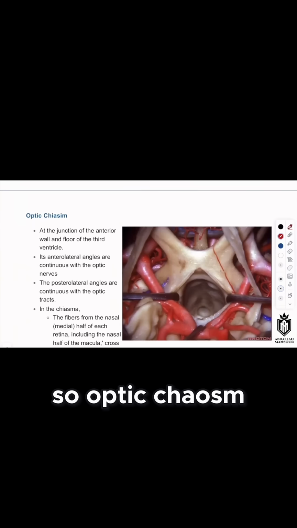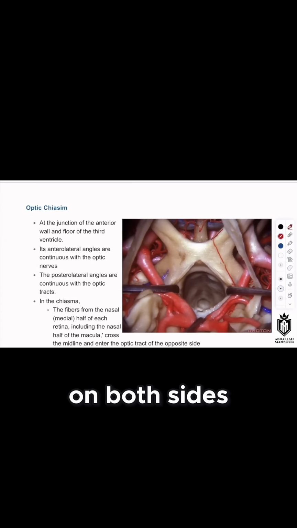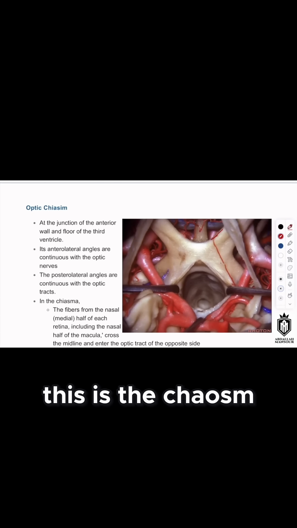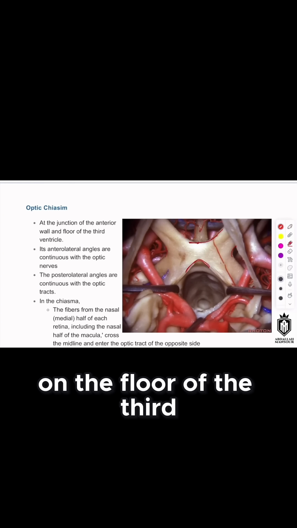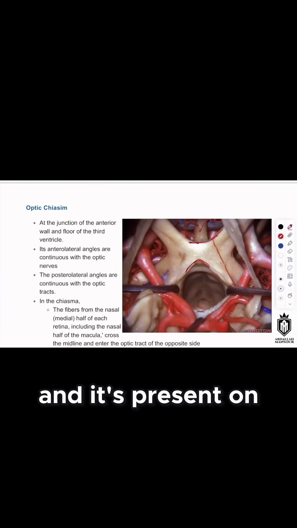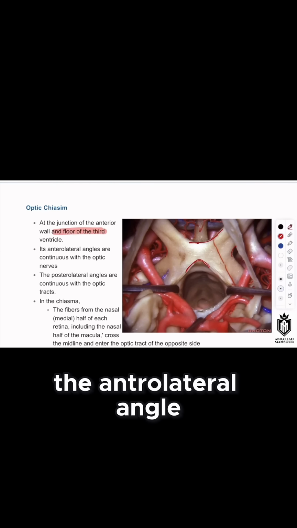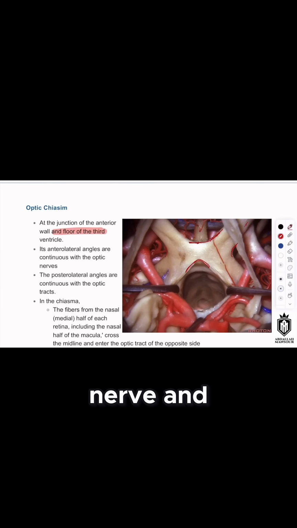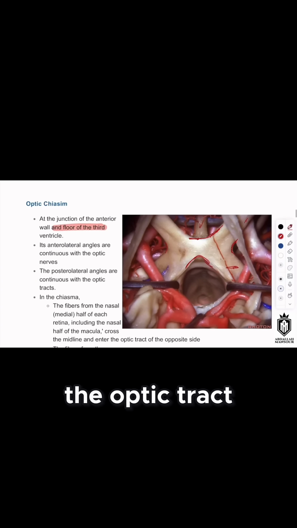So optic chiasm, it's the union between the two optic nerves on both sides. You can identify here, this is the chiasm, and it's basically the union between the two optic nerves on both sides. They are present on the floor of the third ventricle. That's the third ventricle, and it's present on the floor of the third ventricle. The anterolateral angle is continuous with the optic nerve, and the posterolateral angle is continuous with the optic tract.